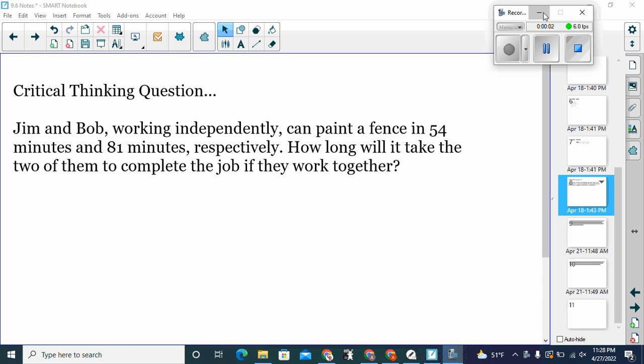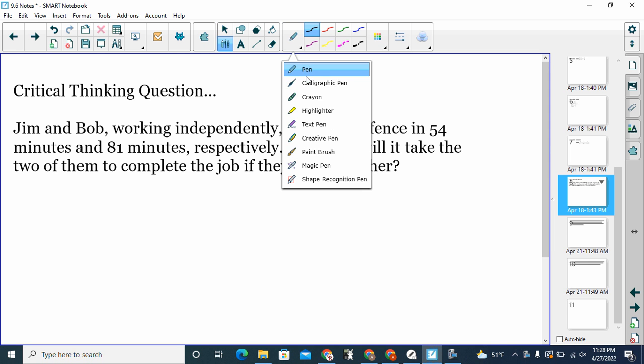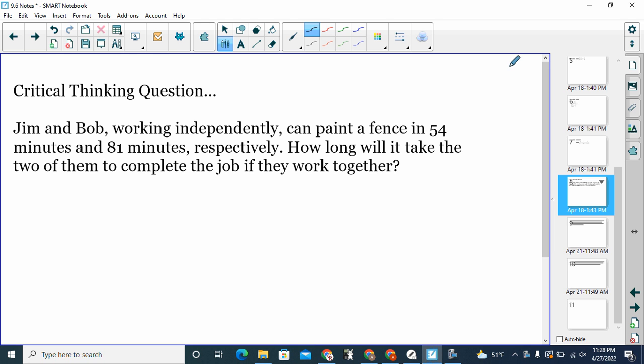This is the second part of the notes from section 8.6, which is on solving rational equations. In this, we are going to answer some story problems by setting up a rational equation and then solving it.